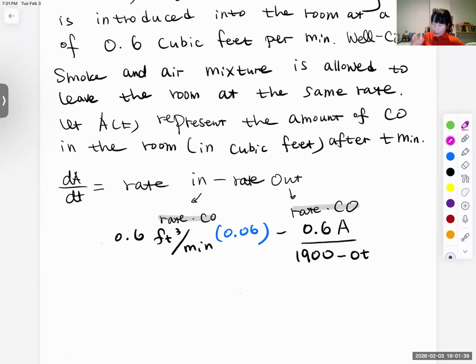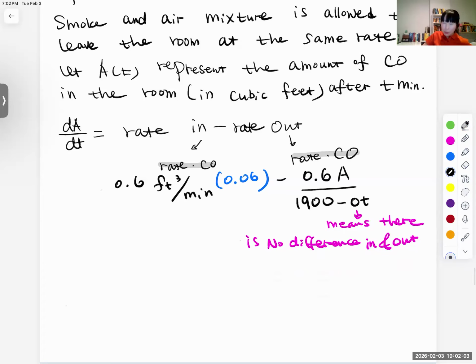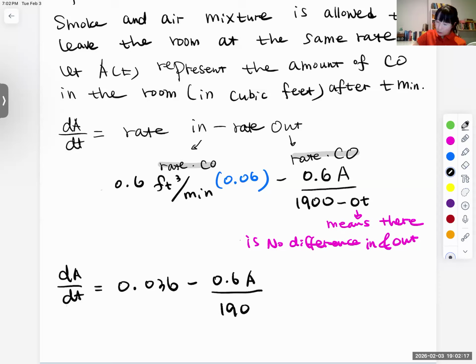So let me write it out. No difference means there is no difference in and out. Yeah, okay, that's it. So that will be dA over dt equal to, can you please calculate 0.6 times 0.06? So 0.036 minus 0.6A over 1900. Yeah, all right.